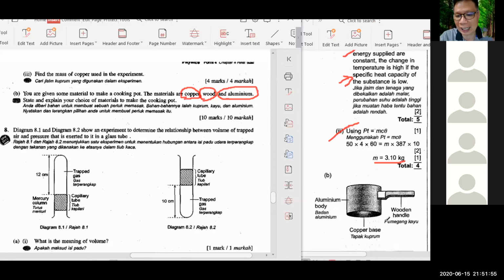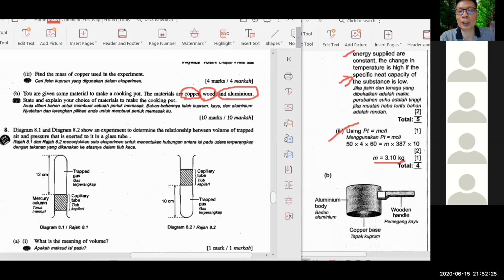Now can you tell me, for this wooden handle, what to write? The wooden handle has a high specific heat capacity. Yes, correct. So the temperature won't rise very fast. Very good. You get 2 marks already. You write this, you already get 2 marks. Thank you, very good.